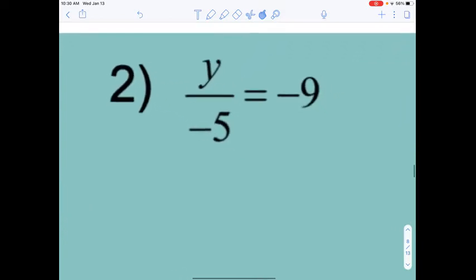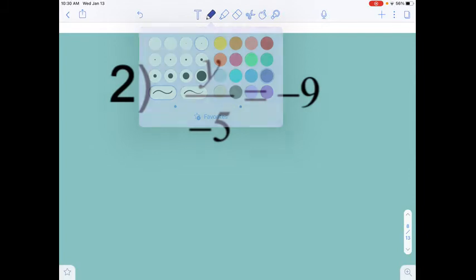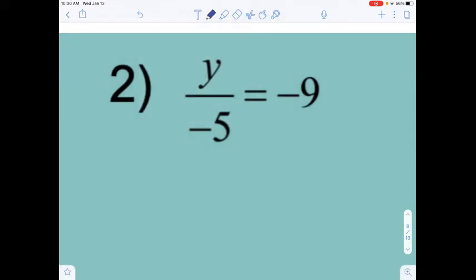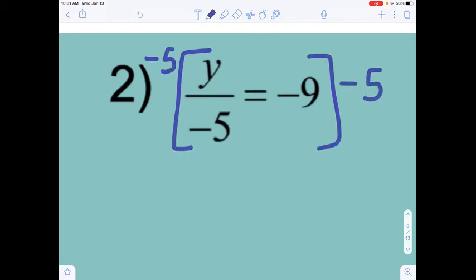Number 2 says y divided by negative 5 equals negative 9. Well, again, we want to get the variable by itself, and right now there's a divided by negative 5. The opposite of dividing by negative 5 is to multiply both sides by negative 5. So I'm going to make brackets, multiply both sides by negative 5. Those negative 5s cancel, so I'm left with y equals negative 9 times negative 5, which is positive 45.